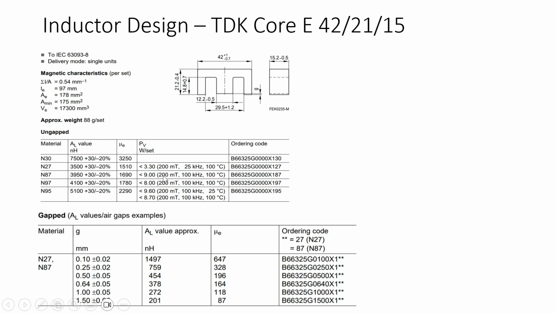Here you can see that the value is 0.2 Tesla for a frequency of 100 kilohertz with a temperature rise of 100 degrees centigrade. But we are using a frequency of 400 kilohertz, so our temperature will be higher if we have a continuous operation.